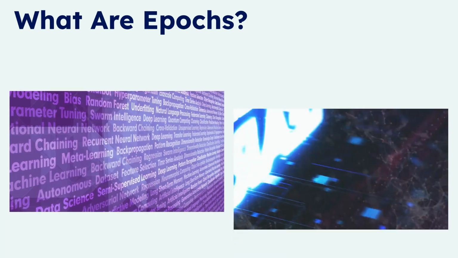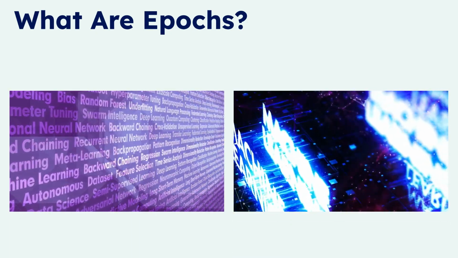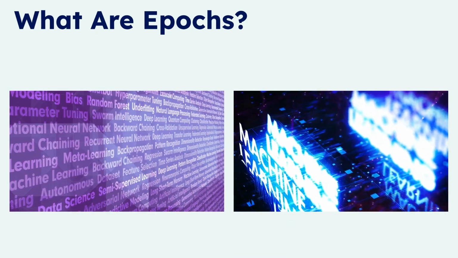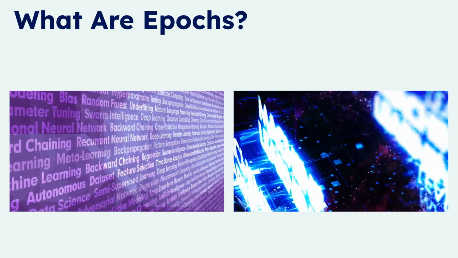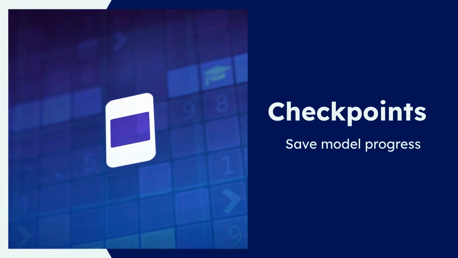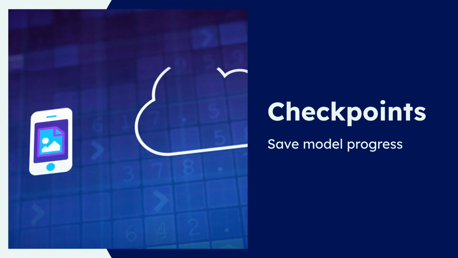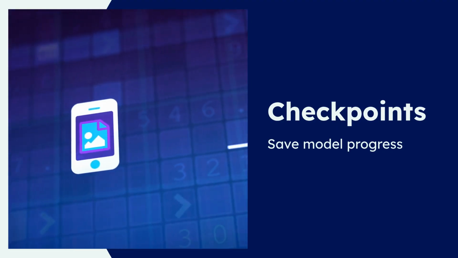An epoch is one complete pass through the entire training dataset. More epochs generally lead to more learning, but watch out for overfitting. Checkpoints save your model's progress. This is crucial for resuming interrupted training or leveraging transfer learning by initializing a new model from an existing one.